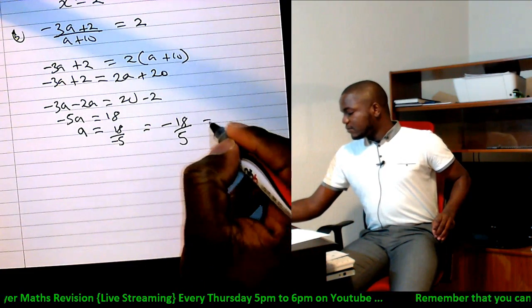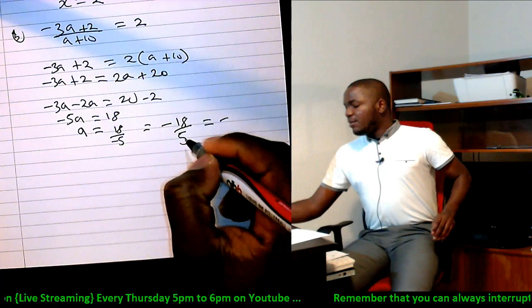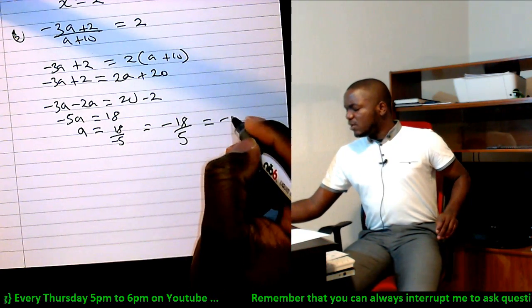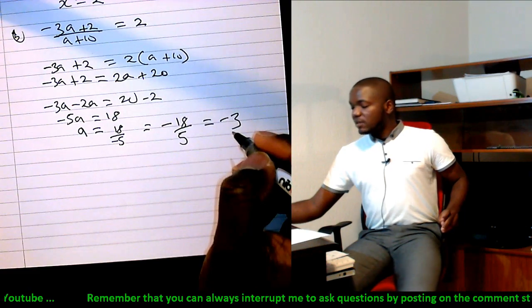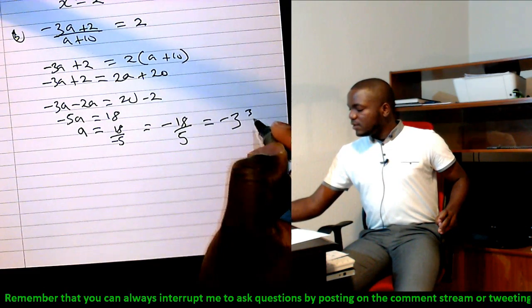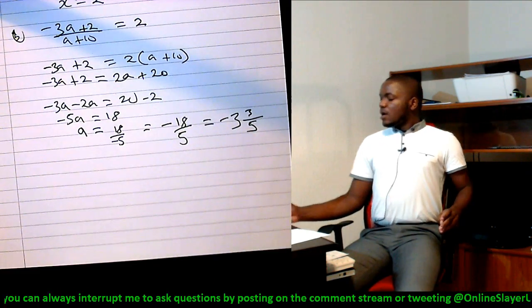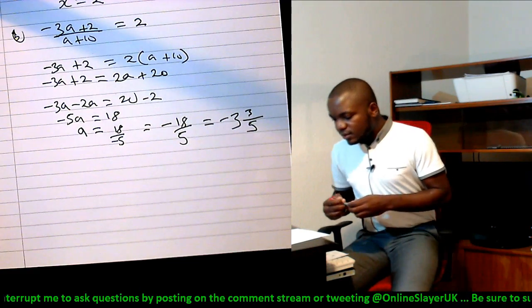So minus, how many 5s do you have in 18? I will say 3, because 3 times 5 is 15. You're left with 3 out of 18, right? So you're left with 3 over 5. Okay, quickly.